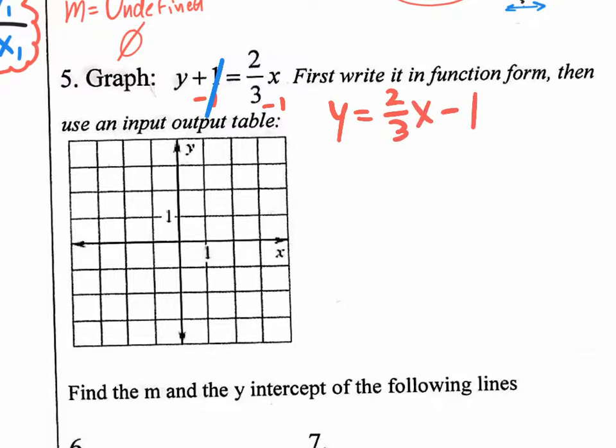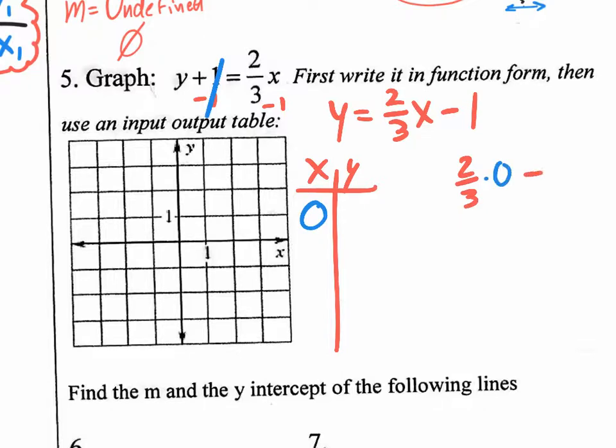And then it says use an input-output table to find more coordinates. So we're going to go with an xy table to get some coordinates to graph this line. So could I use 0? Is it a good idea to use 0? Yes, always a great idea to use 0. Why? Because when you do 2/3 times 0, it's going to end up being 0, and then minus 1 ends up being your answer, negative 1. Does that make sense? So when you plug in 0, you get out a negative 1.